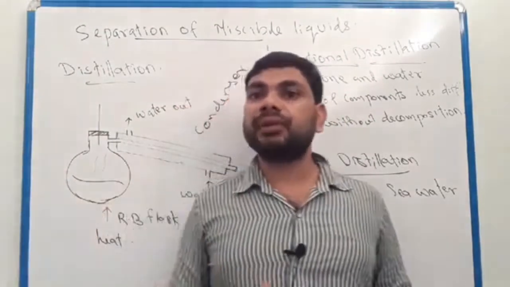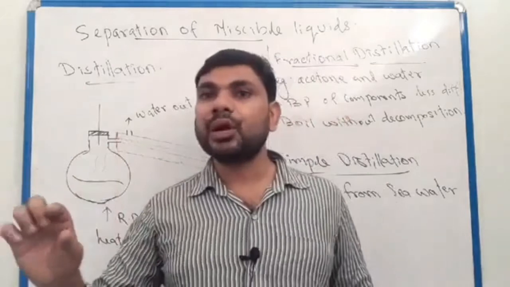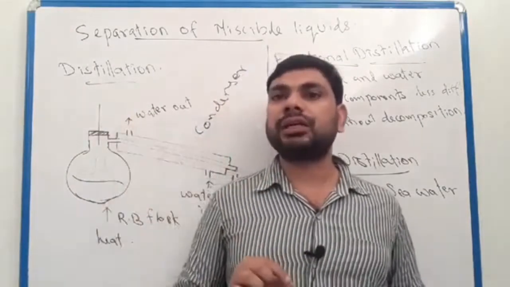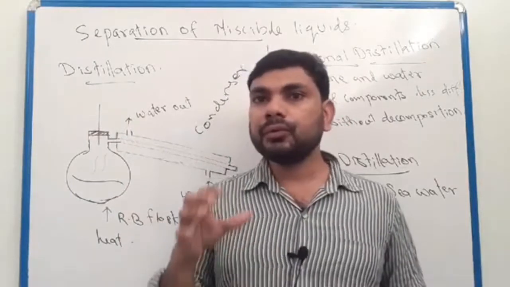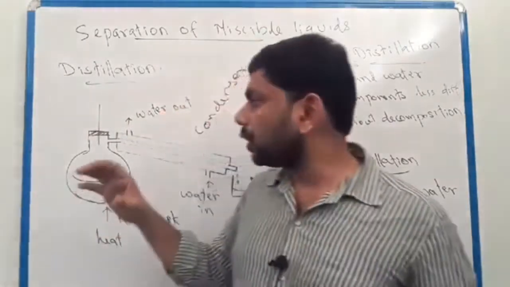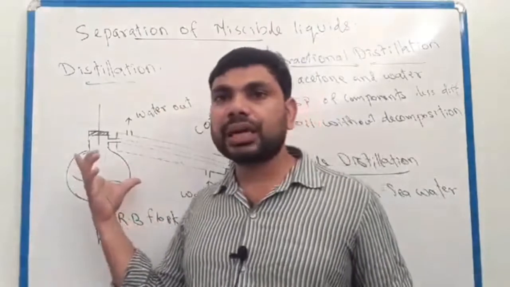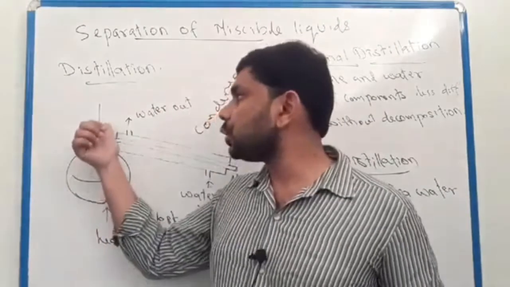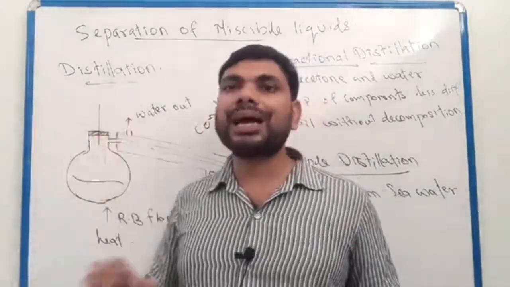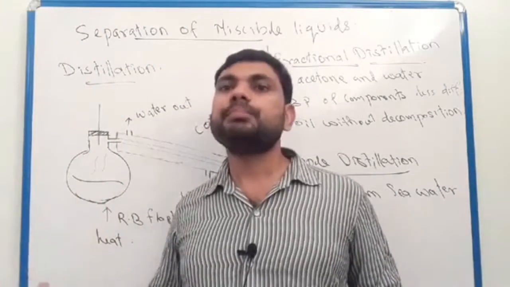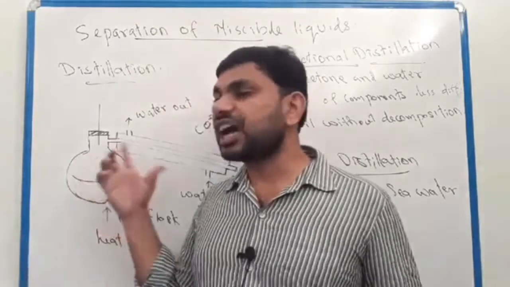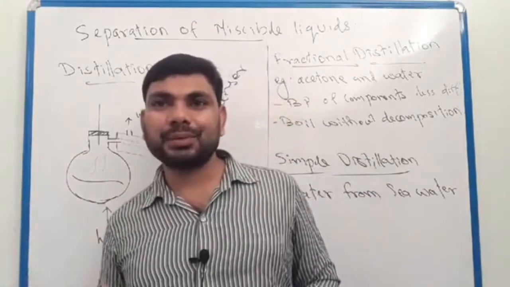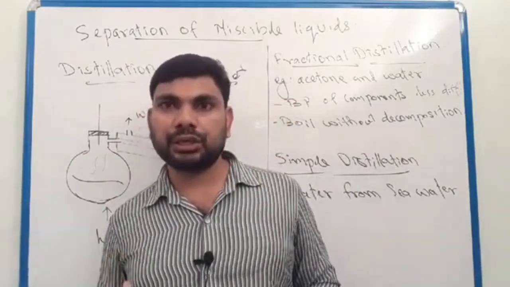You can see in this figure a fractionating column, also glass beads over there to increase the separation. For simple distillation you can see only this figure. There is no fractionating column and no glass beads in simple distillation. Only in fractional distillation can you see the fractionating column and glass beads to increase the separation.